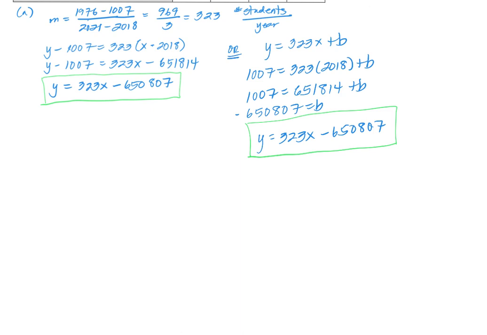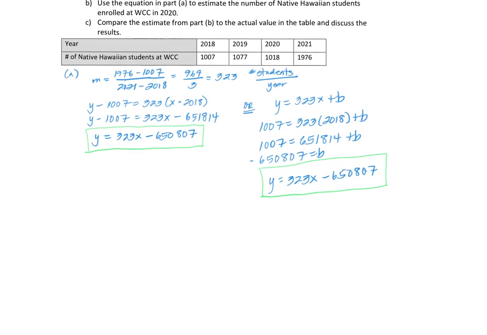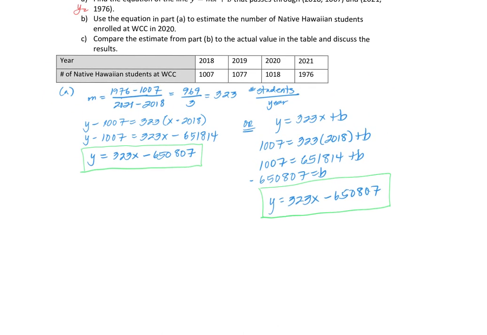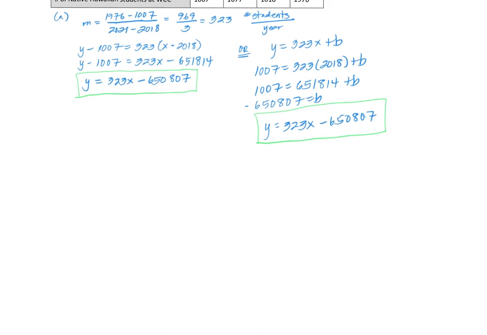Part A, we just had to find the equation. In B, we want to use this equation that we found to estimate the number of Native Hawaiian students enrolled at Windward in the year 2020. Now, if I look at the table that was given, the year 2020 already gives me the number of students. The point of this is to compare our estimation using the slope.